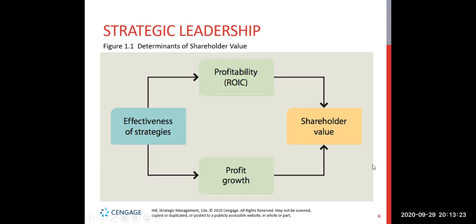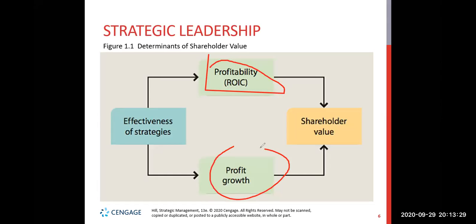These are the important ones, profitability and profit growth. So a company is said to have a comparative advantage. Let me first talk about profitability and profit growth. Profitability and profit growth are the principal drivers of shareholder value. To both boost profitability and profit growth over time, managers must formulate and implement those strategies which give the company comparative advantage over their rivals.